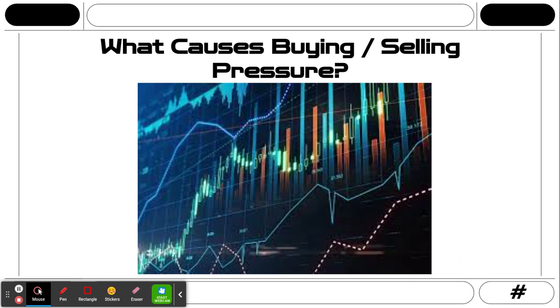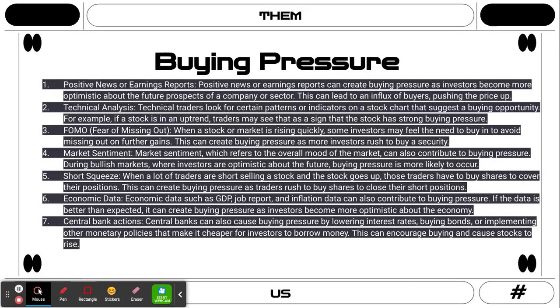What causes buying and selling pressure? Positive news or earnings reports. There's going to be a lot of earnings reports coming out today, so you'd be wanting to check those out. Those can create buying pressure as investors become more optimistic about the future prospects of that company or sector, which can lead to an influx of buyers pushing the price up.